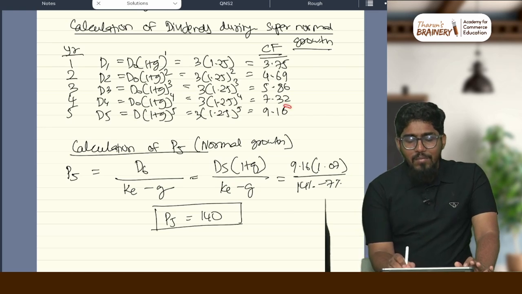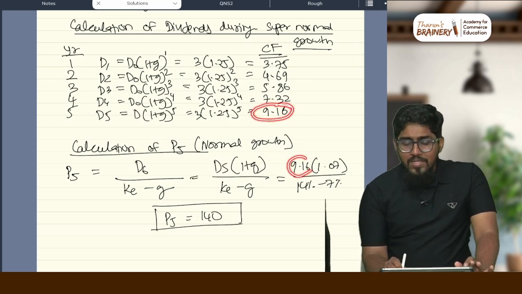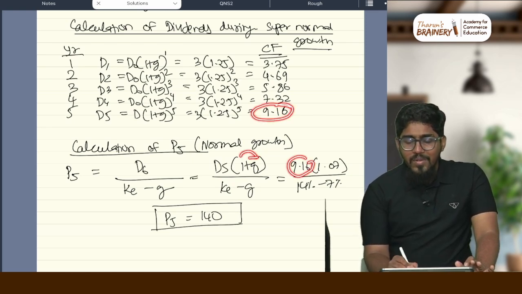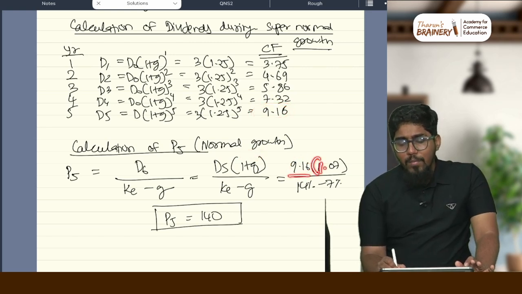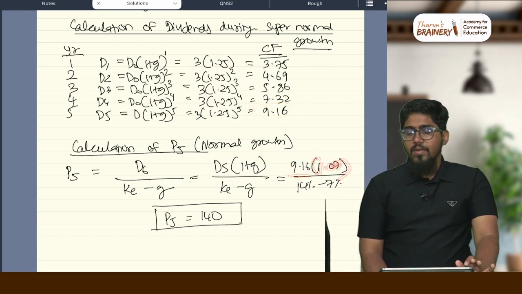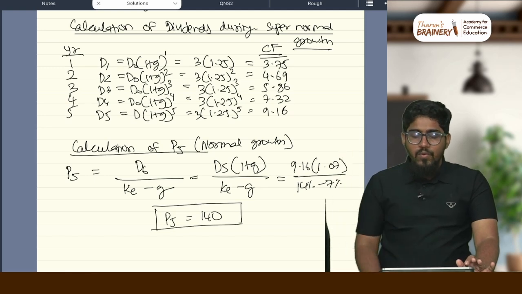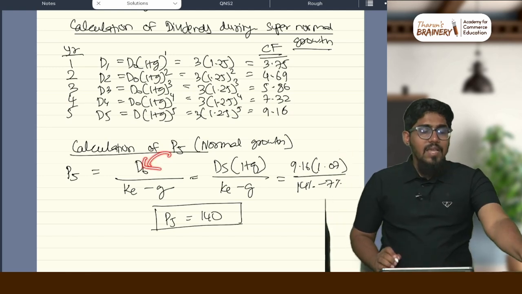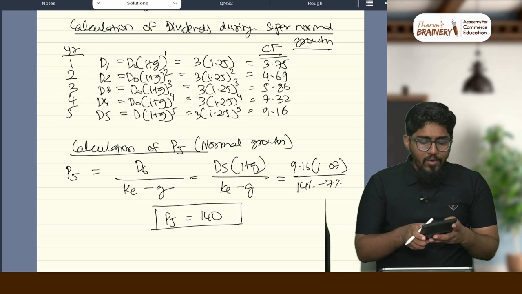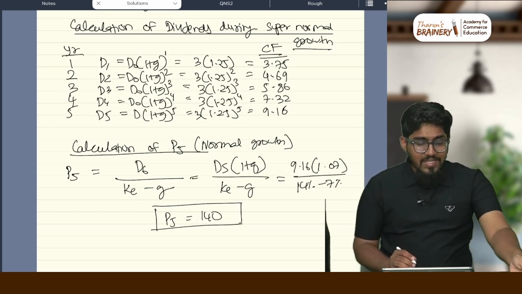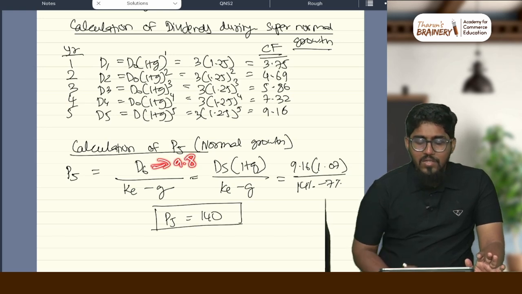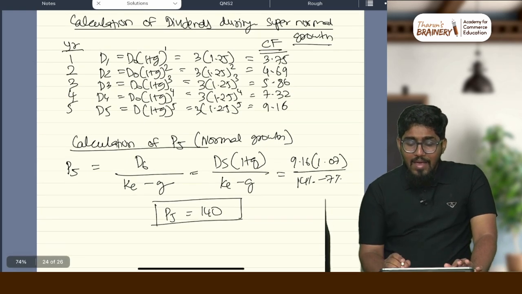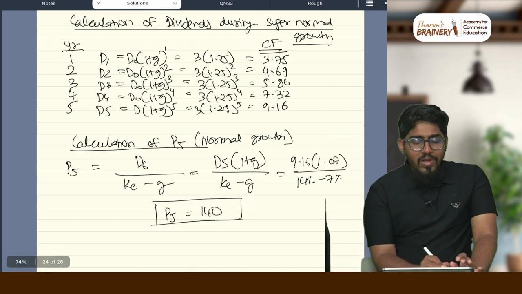So D5 is nothing but 9.16. Now the growth is not 25%, now the growth is 7%, right? So D6 is 9.16 into 1.07, so 7% now it is growing. After 9.16 it is not growing by 25%, it is growing by 7%. So my D6 is nothing but 9.8. Clarity.